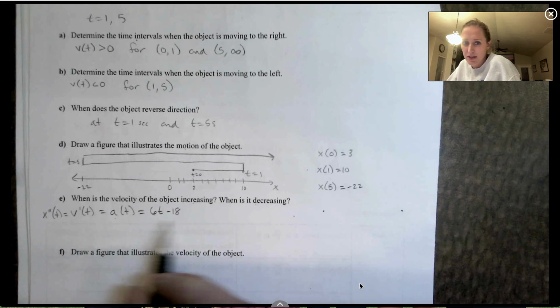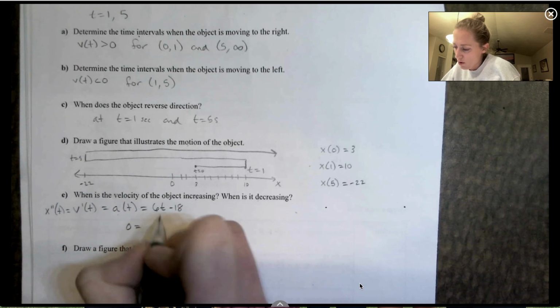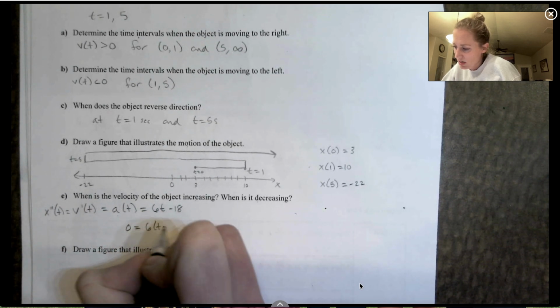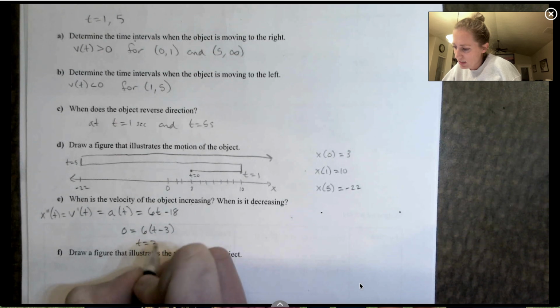Okay, so I'm going to do the same thing. I'm going to find my critical value for this. So I'm going to factor out 6. So I get t equals 3 is our critical number.